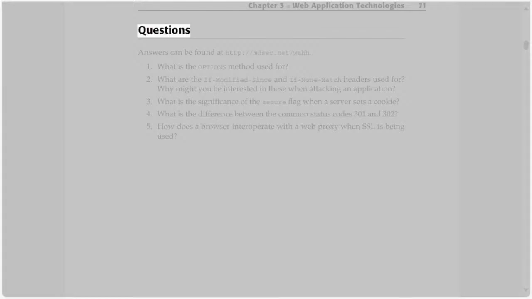Questions. Answers can be found at mdsec.net/wahh. 1. What is the OPTIONS method used for? 2. What are the If-Modified-Since and If-None-Match headers used for? Why might you be interested in these when attacking an application? 3. What is the significance of the secure flag when a server sets a cookie? 4. What is the difference between the common status codes 301 and 302? 5. How does a browser interoperate with a web proxy when SSL is being used?